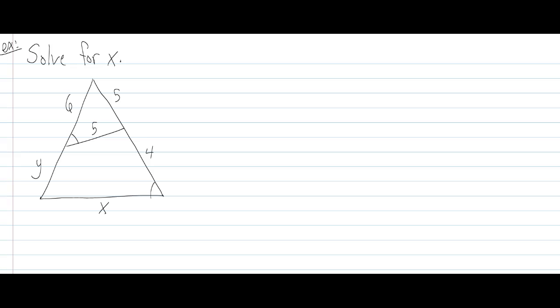In our next example, we're trying to solve for x, and we'll use that previous example as a guide in how to do this one. Once again, there are two triangles. We have a pair of angles that are marked congruent. They also both have that angle at the top as part of the triangles, and that's going to be part of the key in solving this one.